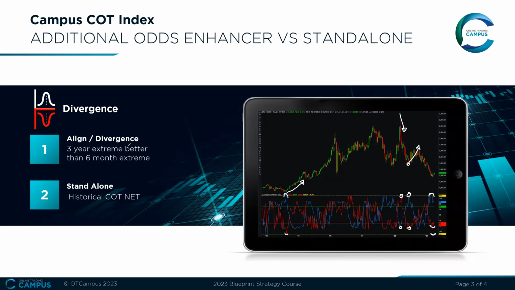And when we do get a divergence, that would generally be an odds enhancer. And if we don't have that divergence, we could still take the trade. However, that could also be a reason for us to say, well, maybe I'm going to wait until the retailers are on the opposite side for them to really take a stab at this. And then the historical COT net is what would come in as a standalone tool for us to take decisions on for some markets.